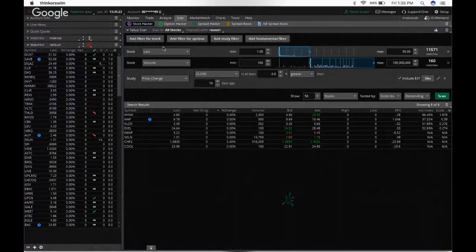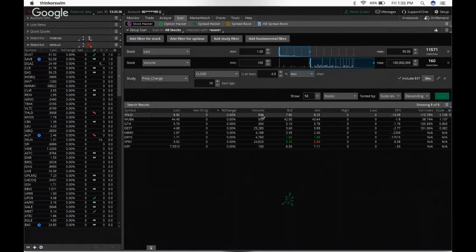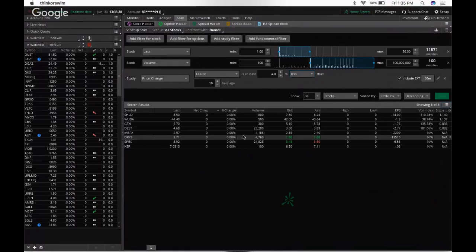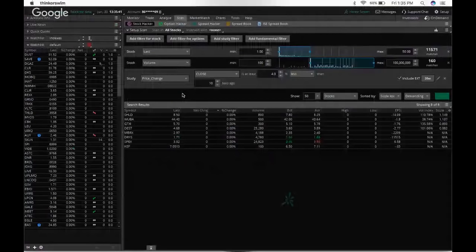Well, I want the price range to stay the same. I want the volume to stay the same. But what I can do is, instead of 4% greater, I can simply put 4% less, and then I can scan for that. And then it will scan now for a bunch of stocks that dropped in price. And why is it that someone might want to find these specific stocks?